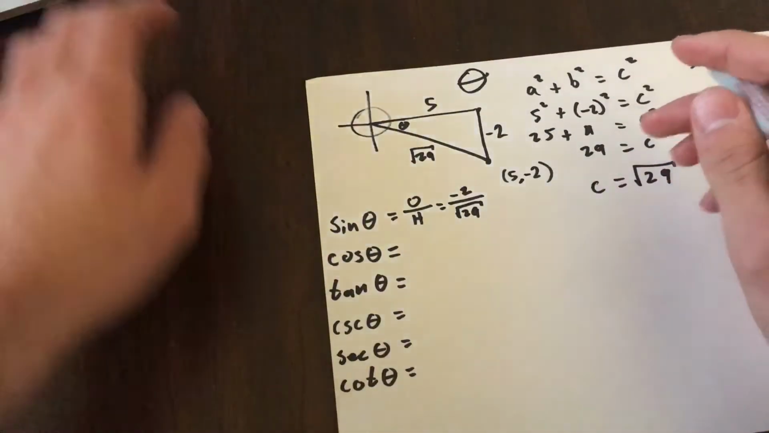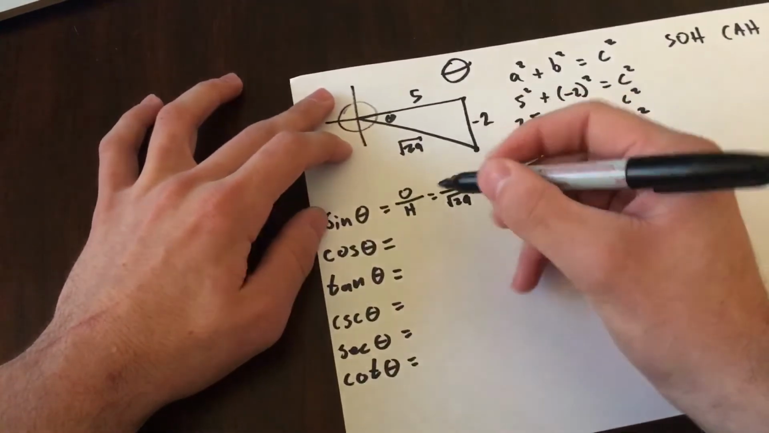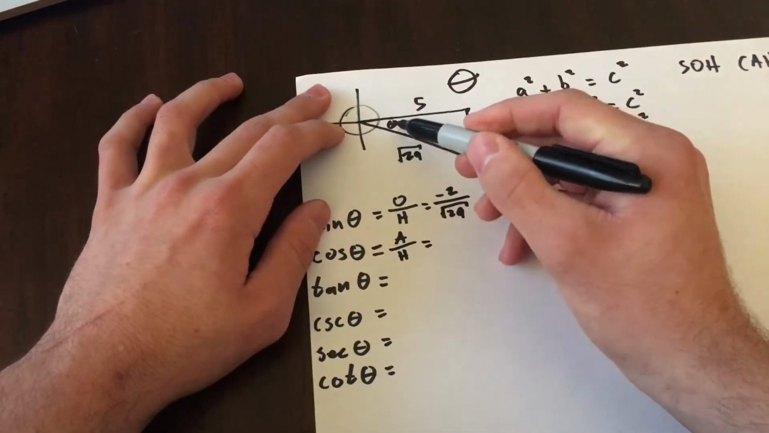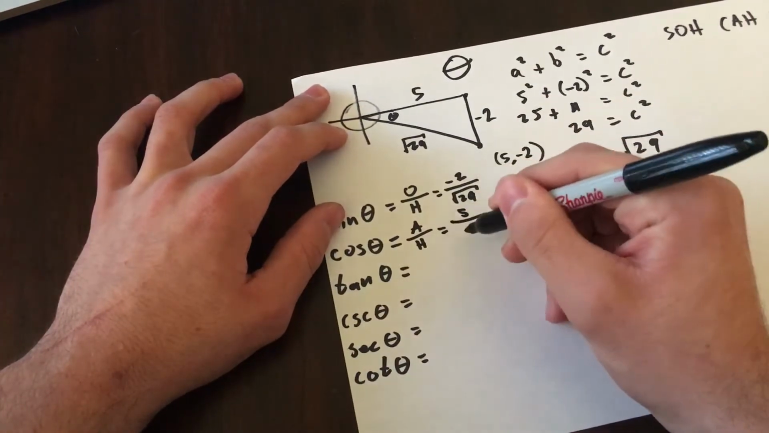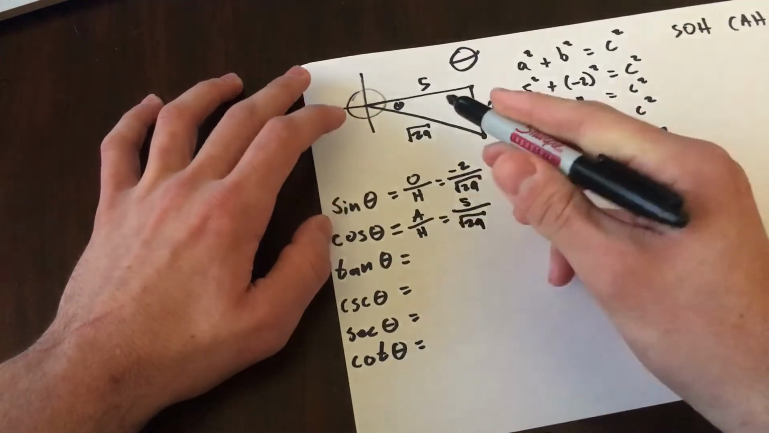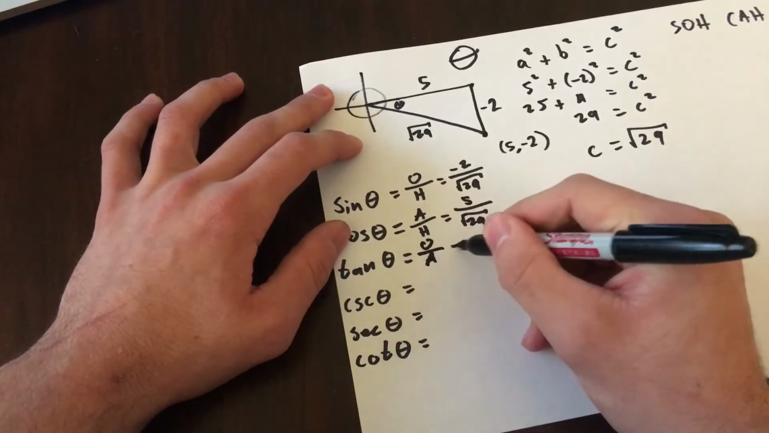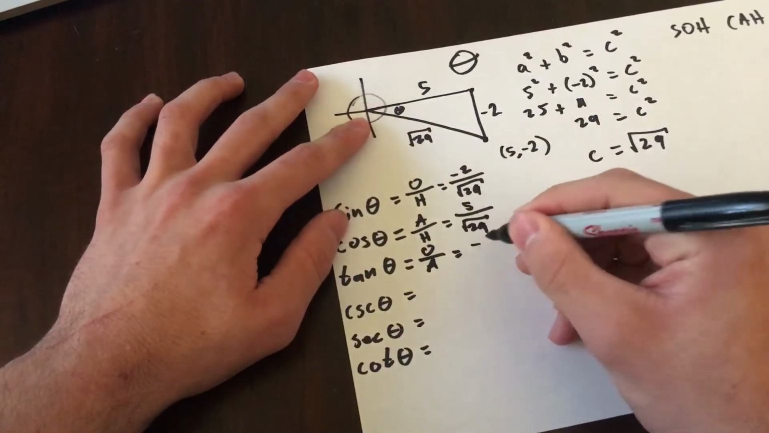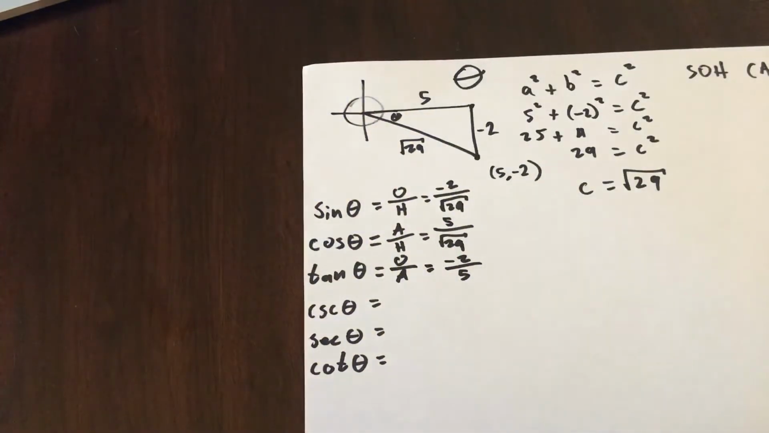For cosine, that's going to be adjacent over hypotenuse. The adjacent side of this angle here is going to be 5, and the hypotenuse again is the square root of 29. Tangent is opposite over adjacent. And so the opposite side is going to be -2. Adjacent side is going to be 5. All right, so that covers the basic, kind of the normal trig functions.